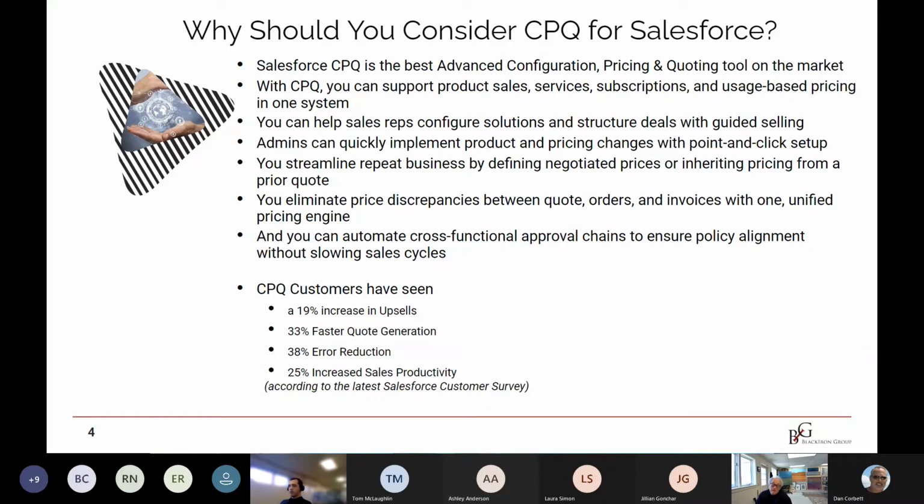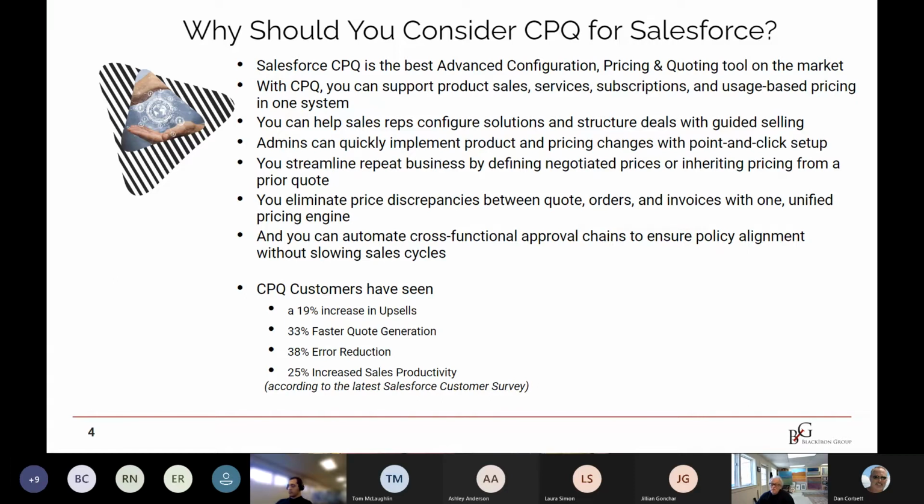CPQ customers, these are Salesforce numbers, but I think we've seen similar things. A 19% increase in upsells, because you can build that upsell process in, so if you're selling this product, mention that product. 33% faster quote generation. I think in some cases it's even more. We've had customers where it took 2 hours, 3 hours, sometimes a day because of approvals or different things, and they can really get that done fast, quickly, and efficiently with a tool like CPQ.